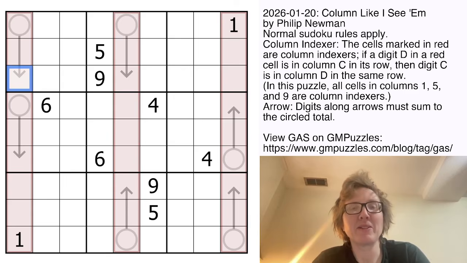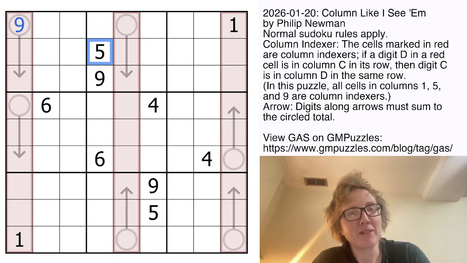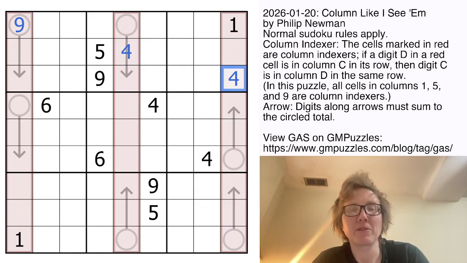But let's start by looking at the digits we already have in the grid. For example, this is a 1, and it's in the 9th position, so we have to have a 9 in the 1 column. And then we'll see what else we can fill in using that principle. So this is a 5, it's in the 4th position, so we're going to put a 4 in the 5 column. It's a 9 in the 4th position, so we're going to put a 4 in the 9 column. 1 in the 1st position, don't want to do anything about that, that's already in the right spot. 5 in the 6th position, 9 in the 6th position.